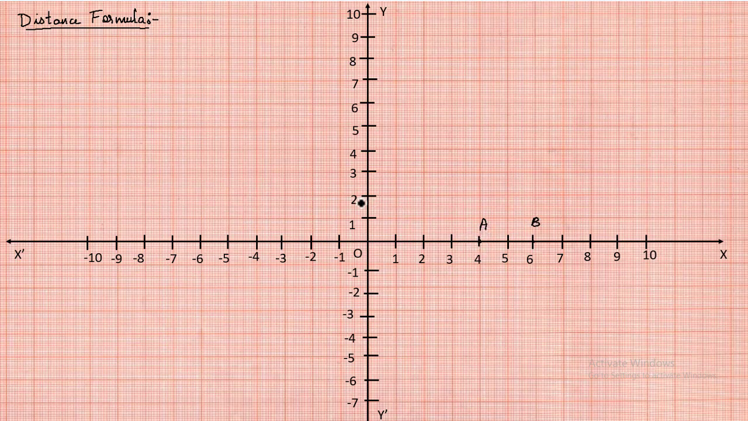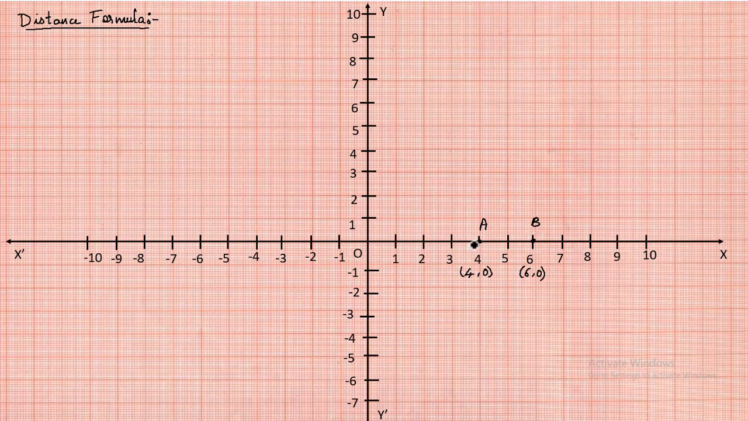Since the y-axis is not coming into the picture, the value of y will be 0 in both the points. The x-axis value will be 4 and the y-axis value will be 0. Similarly, the coordinate will be 4 comma 0. Similarly, point B is at 6. So the x value of point B will be 6 and the y value will be 0. So these are the two coordinates for points A and B.